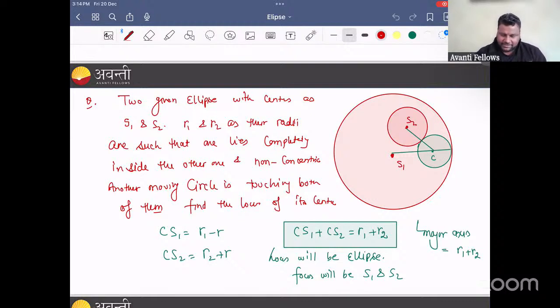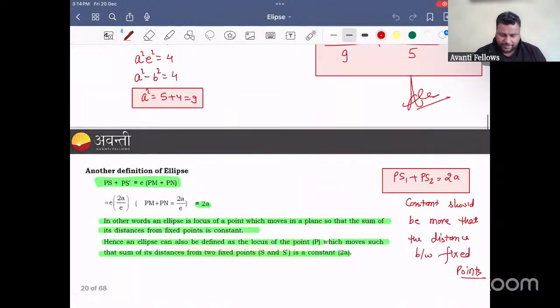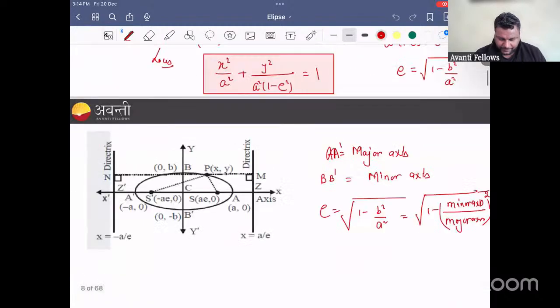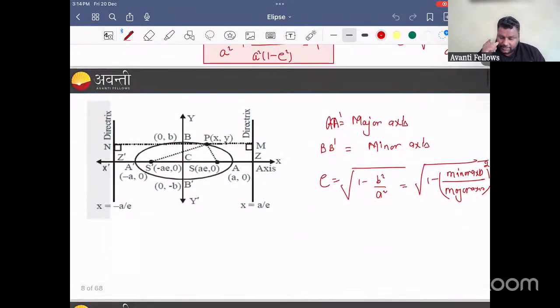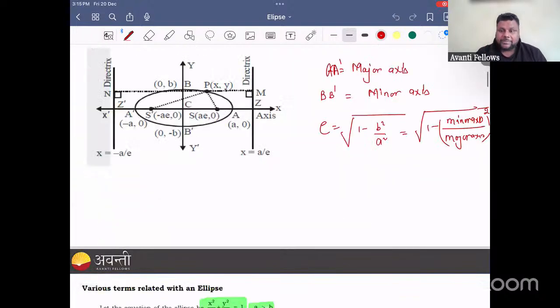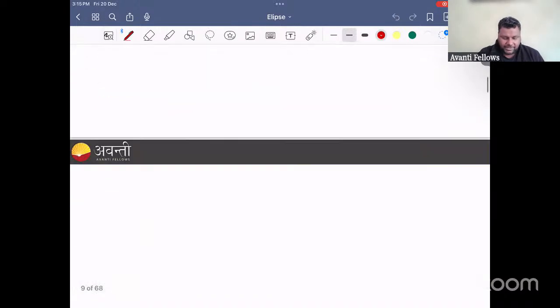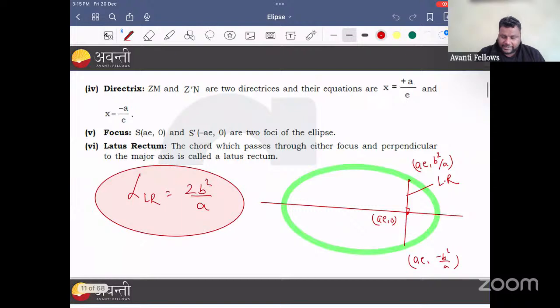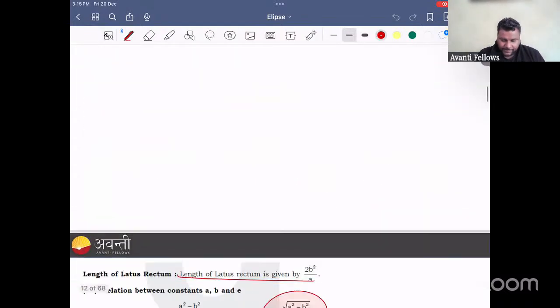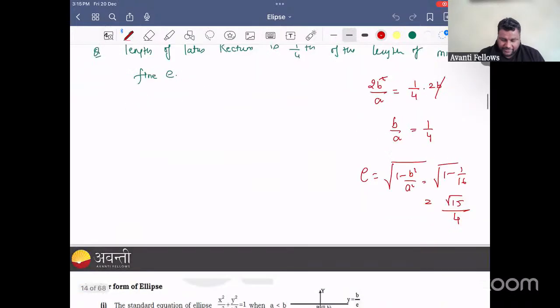So in the previous class, we covered the standard equation of an ellipse, that is x square upon a square plus y square upon b square equals 1. We also derived that. Then eccentricity is under root of 1 minus b square by a square, which is under root of 1 minus (minor axis upon major axis) whole square. Then we understood the vertex of the ellipse, major and minor axis, center. Then latus rectum is 2b square upon a, that is twice the semi-minor axis square upon the major axis. Then the formula for eccentricity we have done.